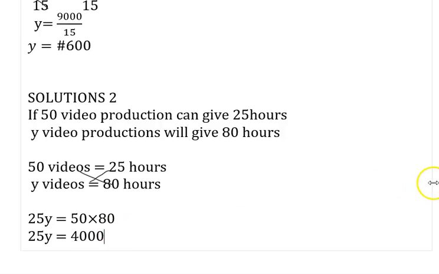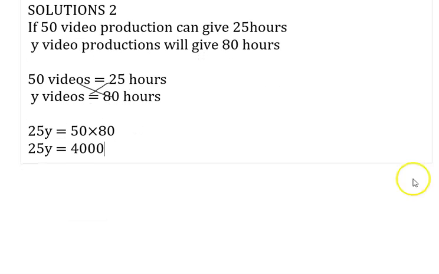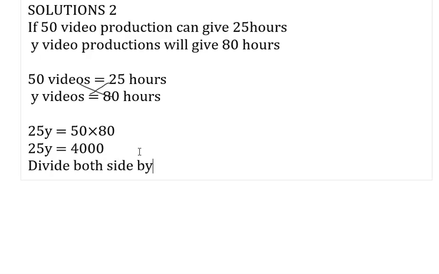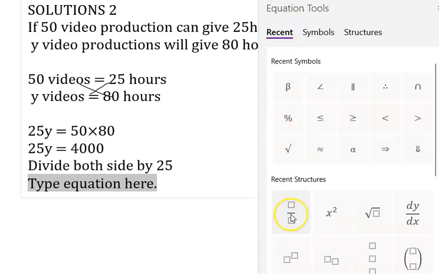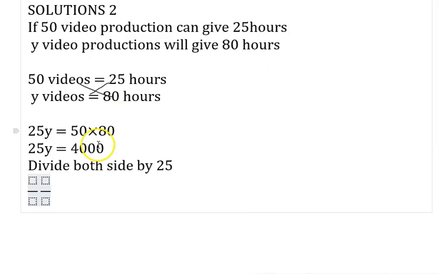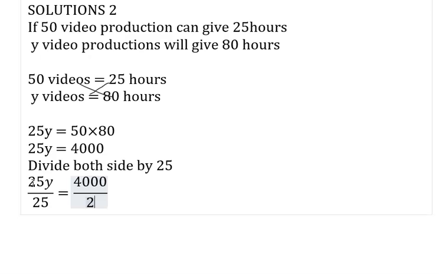Awesome. So what you need to do now is to make y the subject of the formula. So you divide both sides by 25, so that your y can stand alone. Let's get the template. Awesome. So here we have 25y. Here we are dividing by 25. We have our equality sign. Here we have 4,000. So we are dividing by 25.